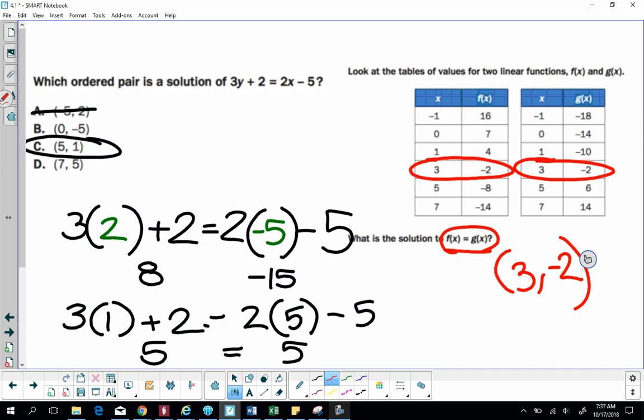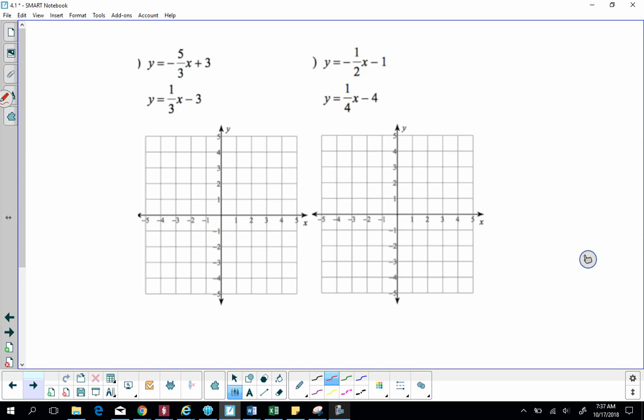Okay, so I want you guys to try the next 2 problems on your own. What you're doing is graphing both of them just like we did. See how they're already in slope-intercept form? We can just go ahead and graph them, and then you're finding the point of intersection.